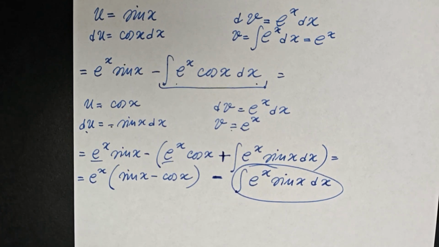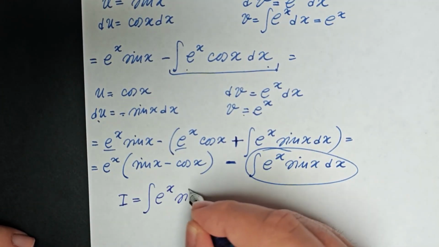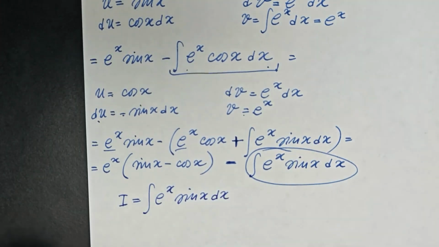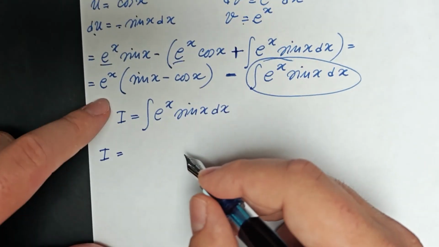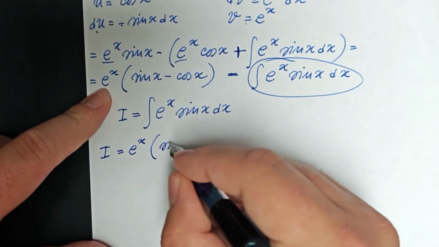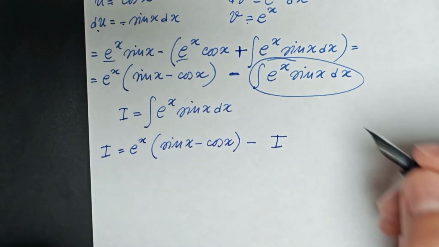Well, the question now is, how do we get ourselves out of this mess? Clearly, nothing went wrong, but we can circle around to infinity and back, and we are always going to get this one integral. So how do we solve this? Let's name our integral I, the integral of e to the power x sine x dx. As you can see, we have that integral, so I is equal to e to the power x times sine x minus cosine of x, and minus again that integral I.